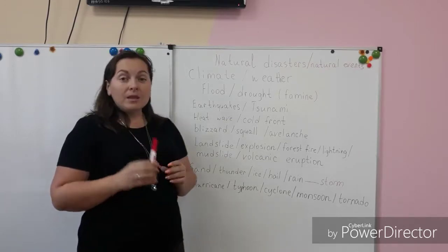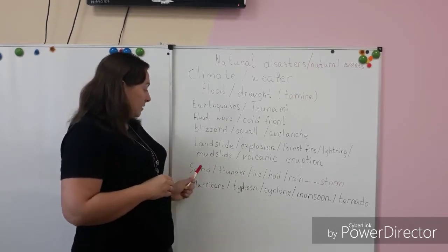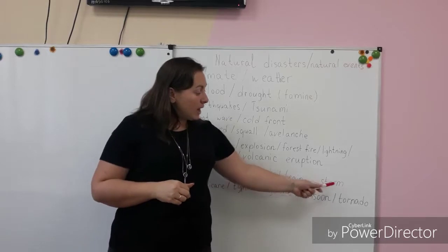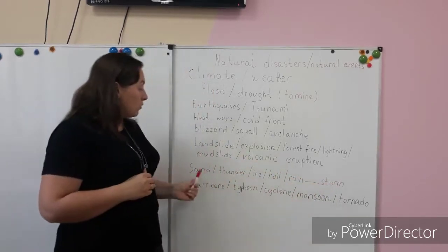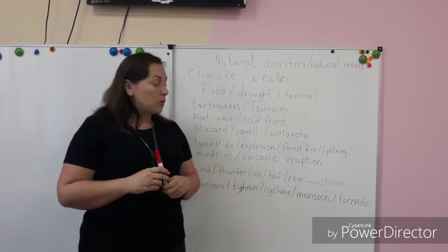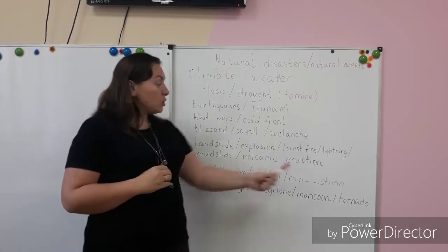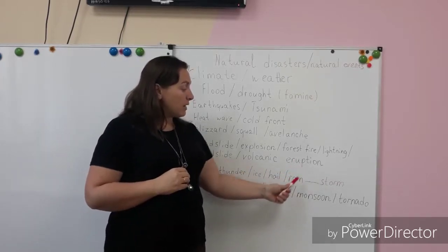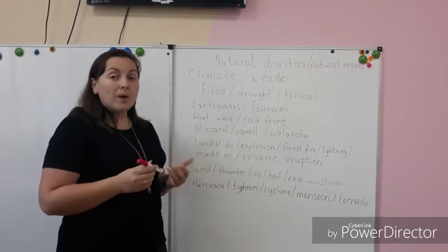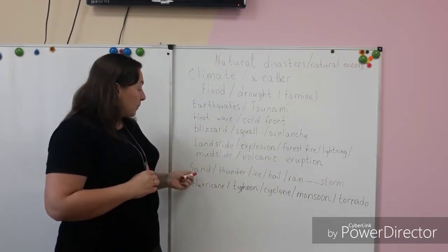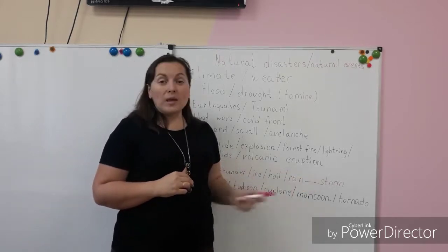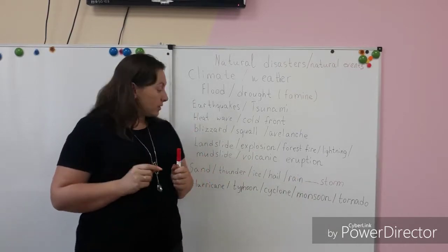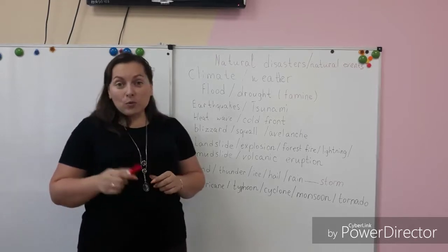Okay, the next thing we should mention: sand, thunder, ice, hail, rain. And if you see, I mentioned like storm, because all of these words can be compound word with the word storm. Sand, storm; thunder, storm; ice, storm; hail, storm; rain, storm. I should tell you and remind you, maybe you know, maybe you not, that all of those words, when they are compound word with word storm, we can write them together. So it's one word. All right, and let's move on.